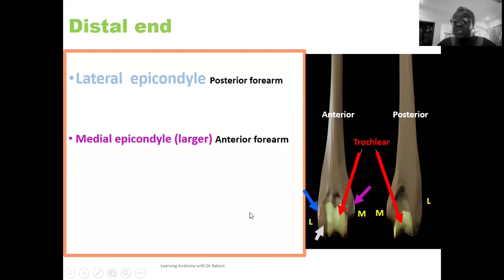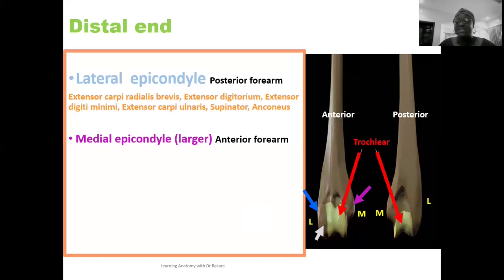If you look deep into the medial epicondyle, you see that it is larger than the lateral epicondyle. Basically, these epicondyles are created for the attachment of muscles. The lateral epicondyle, on the lateral side, is associated with muscles around the posterior region of the forearm, which are basically the extensor compartment of the forearm.